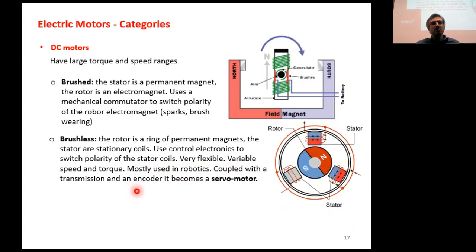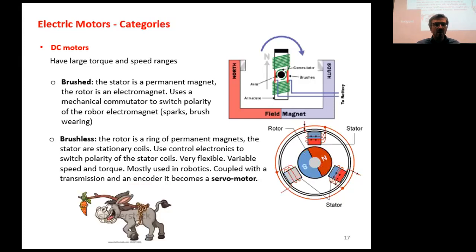In the case they are also coupled with a transmission and an encoder, they are called servo motors. So whenever you can control, there's a single package with the encoder and the transmission. And the idea, as I told you, is to create a magnetic field that's like a donkey that follows a carrot. Think of the donkey as the rotor, and the stator's magnetic field as the carrot; the rotor is following the magnetic field of the stator.